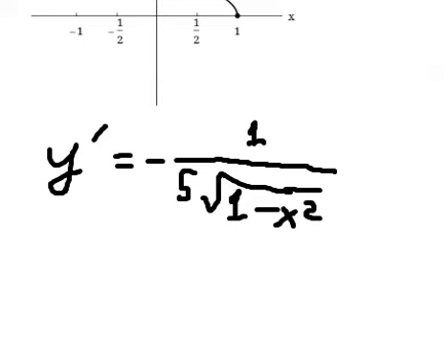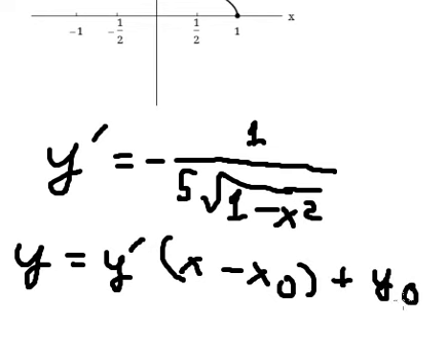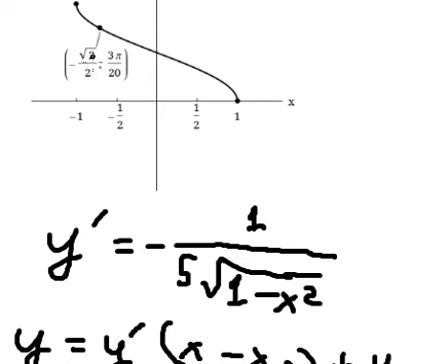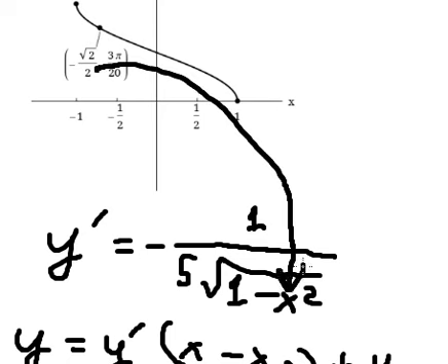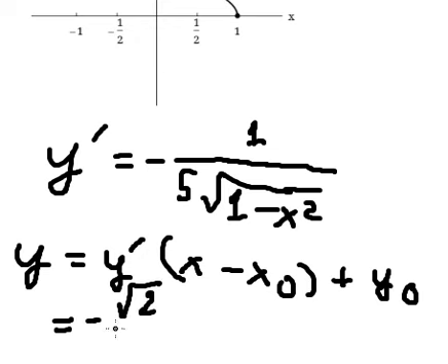Next, we can apply the formula in here. That's y equals the first derivative of y, and we have x minus x0, plus y0 in here. Now, we have x equals negative of the square root of 2 over 2. So we put this value in here and find the first derivative of y, and we have negative of the square root of 2 over 5.